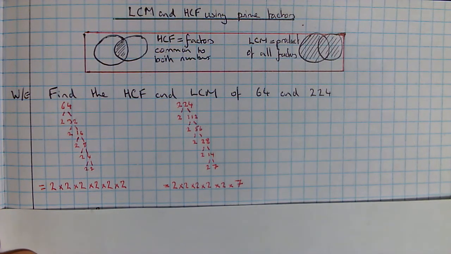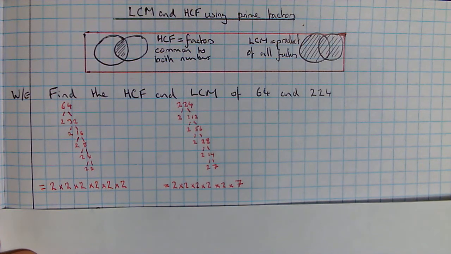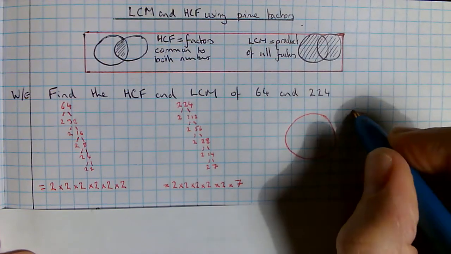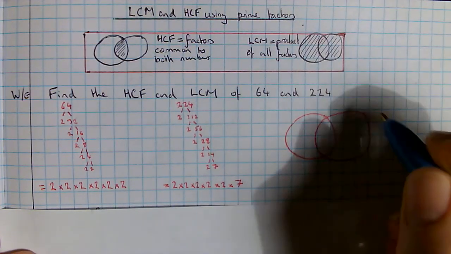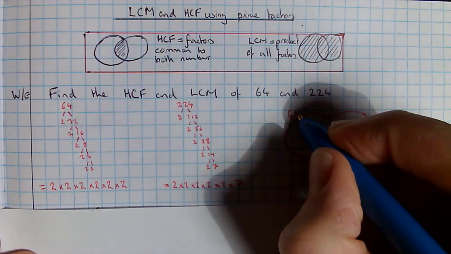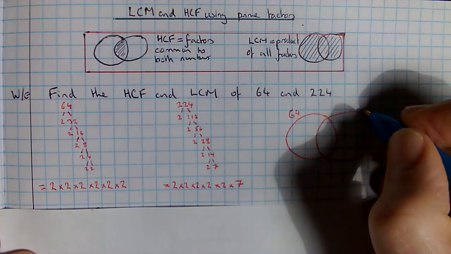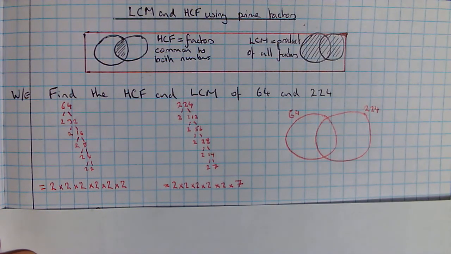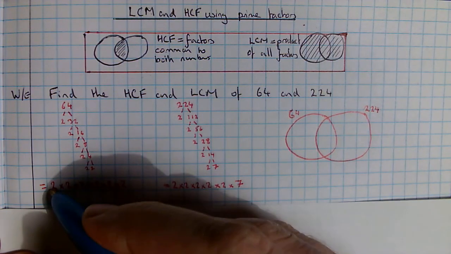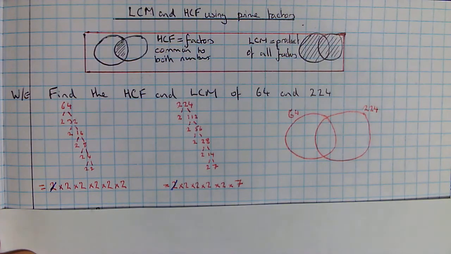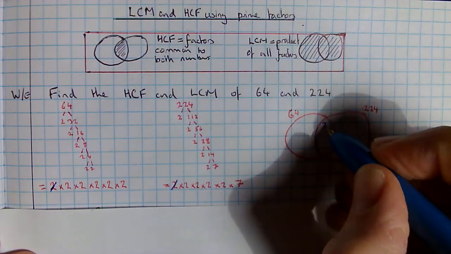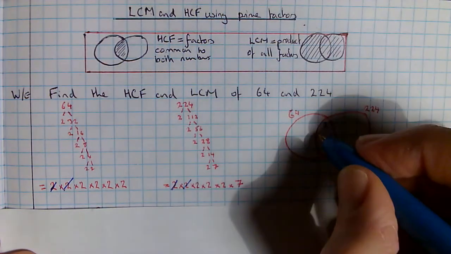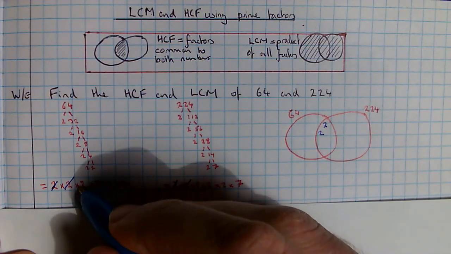Now that I've got them written as products of prime factors, I can put them into a Venn diagram. So I'm going to do that over here. In the left hand I'm going to put my factors of 64, and in the right I'm going to put my factors of 224. And I'm going to start by trying to work out what's in both. So I've got that first 2, which is a factor of both of them. So I'm going to put a 2 in the middle because it's in both circles. My next 2 is in both circles because it's in both lists. I can put another 2 in that intersection.